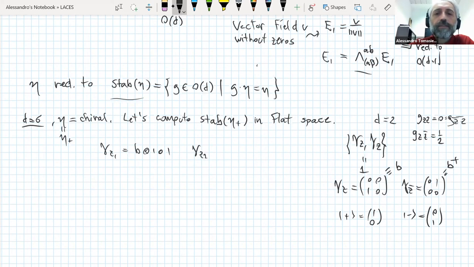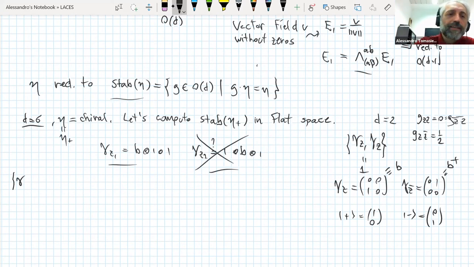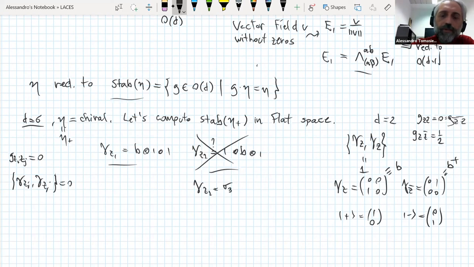And then you might say, okay, my second one will be acting on the second factor and not on the first and third. But that wouldn't be right, because this and this don't anti-commute, which I have to do. Once again, G_{z_i z_j} is zero. So you need to put here something that anti-commutes with this. And then gamma z3, similarly.